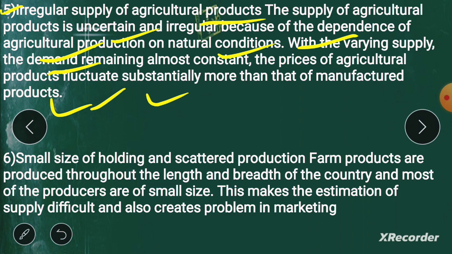This is the sixth point: small size of holding and scattered production. Farm products are produced throughout the length and breadth of the country, and most of the producers are small in size. This makes the estimation of the supply difficult and creates a problem in marketing.